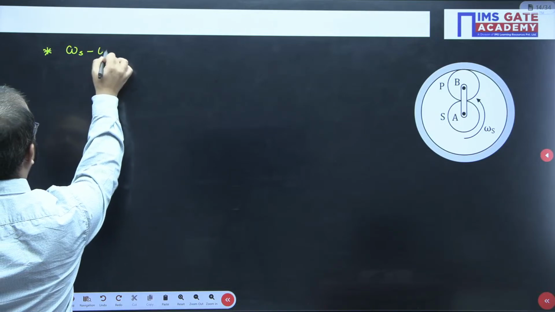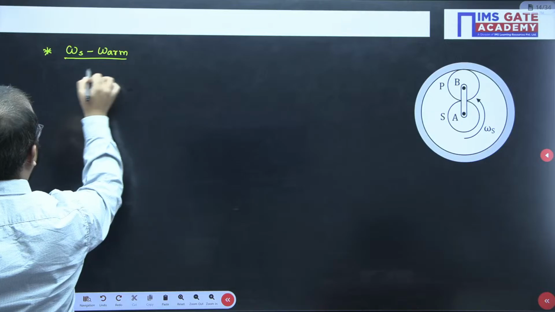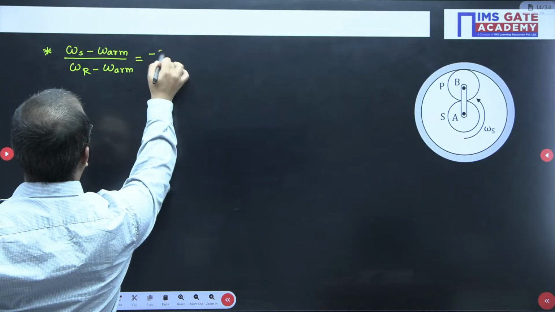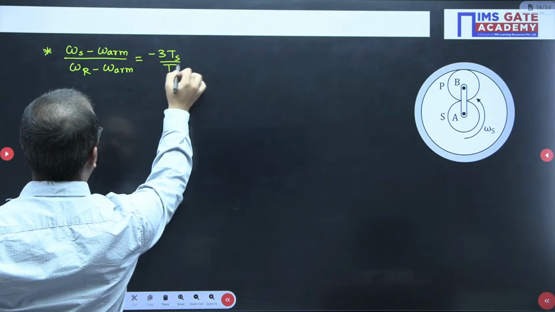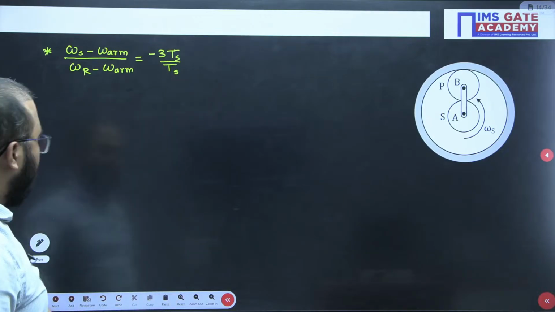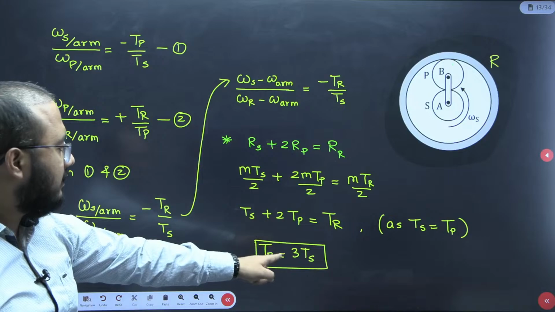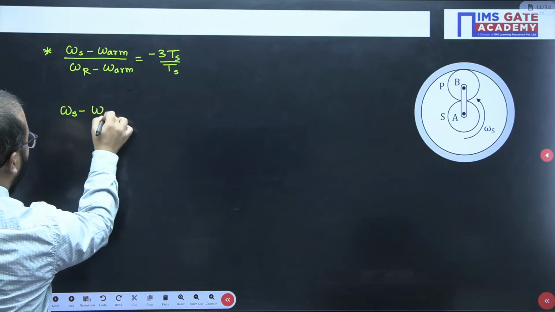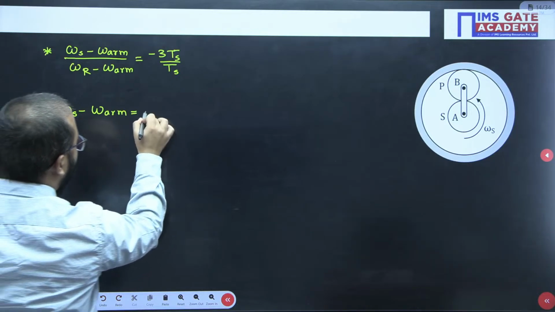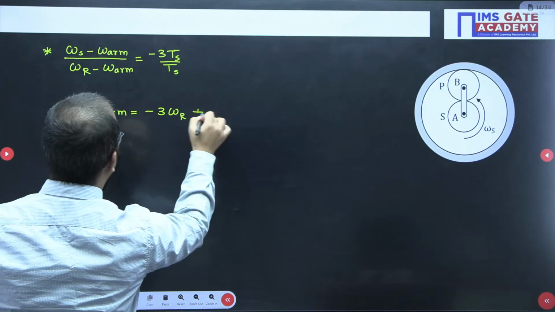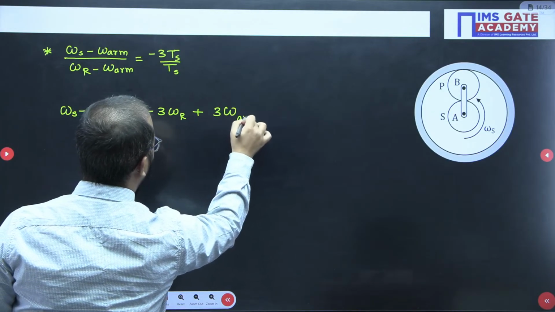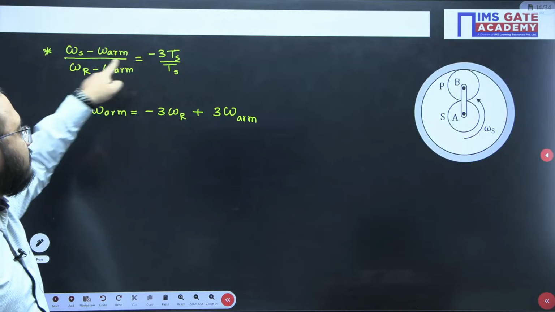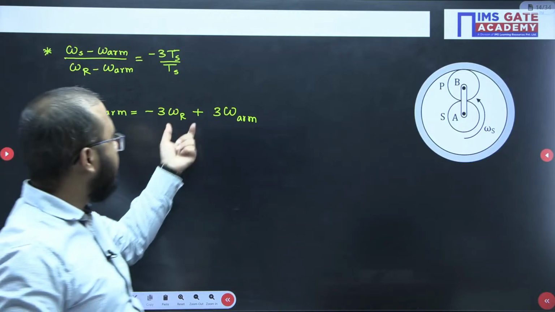Now next we'll use this relation: omega s minus omega r divided by omega r minus omega arm, equals minus 3 TS divided by TS. Right? Instead of writing TR, we will write 3 TS. So it will get cancelled out. So omega s minus omega arm equals minus 3 omega r plus 3 omega arm. Right? Because that minus sign will get multiplied here. So minus 3 omega r, and minus 3 multiplied by minus omega arm becomes positive 3 omega arm.